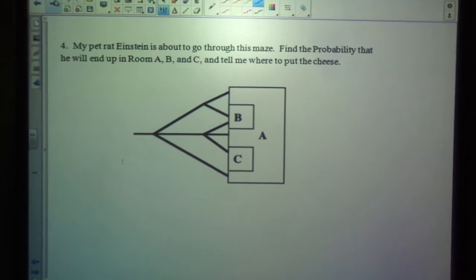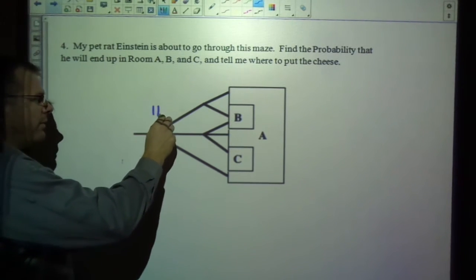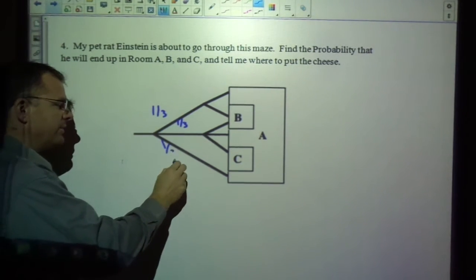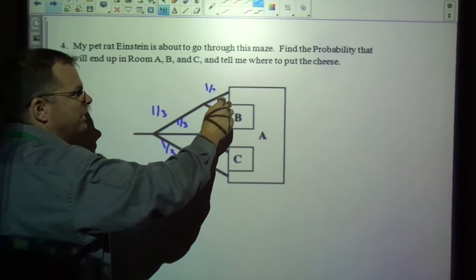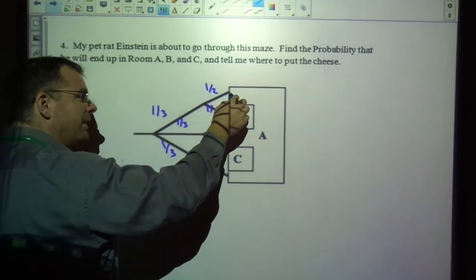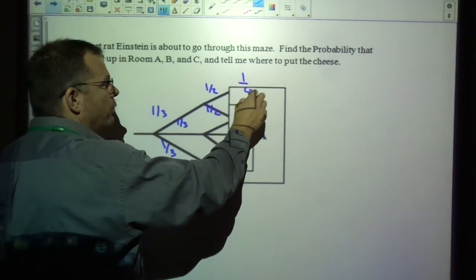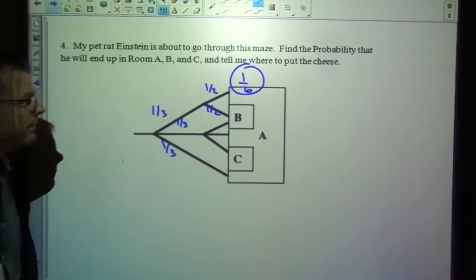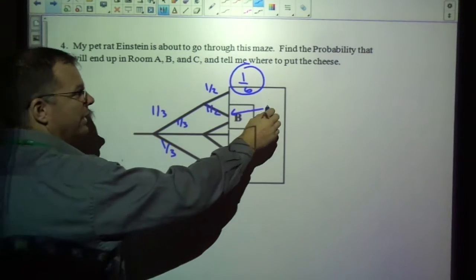My pet rat Einstein is about to go through the maze. Find the probability he'll end up in room A, B, and C and say where to put the cheese. So my rat's going to come here and make a choice. He's got a 1/3 chance of choosing each of these options. If he chooses to go up and he comes here, now he's got a 1/2 chance of choosing these. So the probability that he lands in this area, he has to choose a 1/3 and then a 1/2. Multiply those together, that gives 1/6. The probability here that he lands in this one would also be 1/6, 1/3 times 1/2.